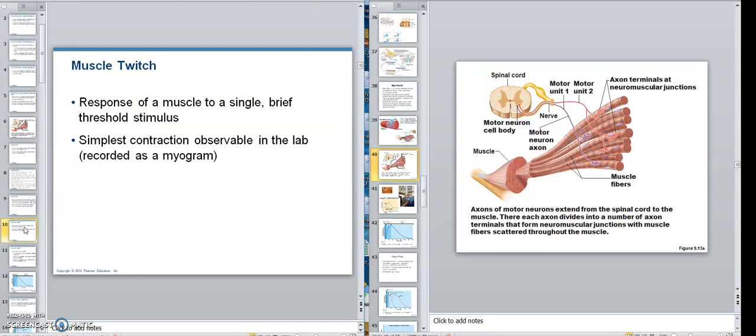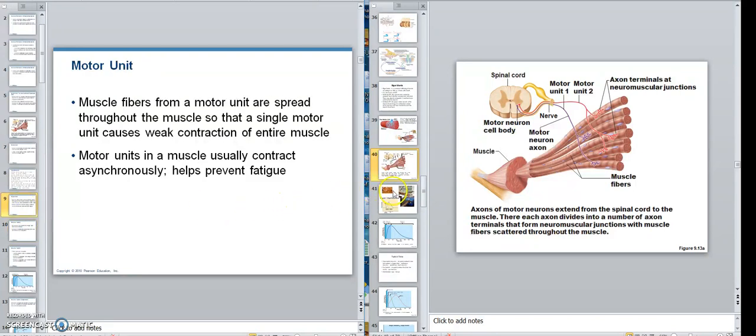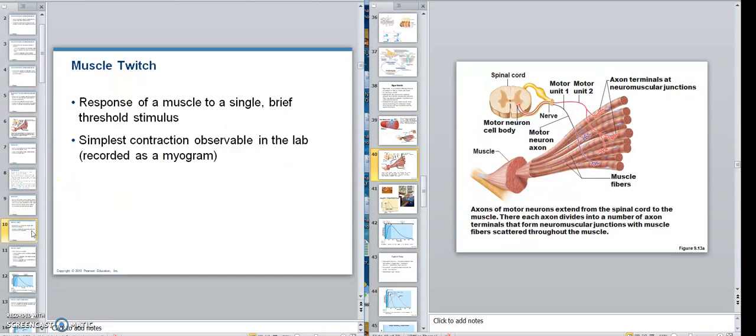Let's go further. All right, I'm going to come over here. Now, we're going to come back to this, but before we do, let's talk about a muscle twitch. A muscle twitch is a single muscle contraction based upon a single stimulus. Let me say it again: a single muscle contraction based upon a single stimulus.